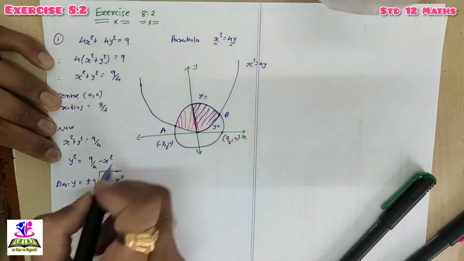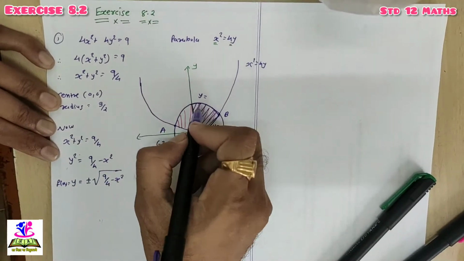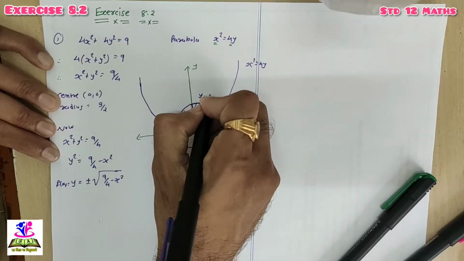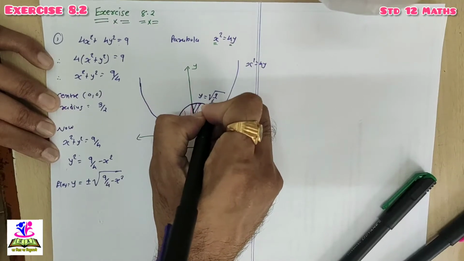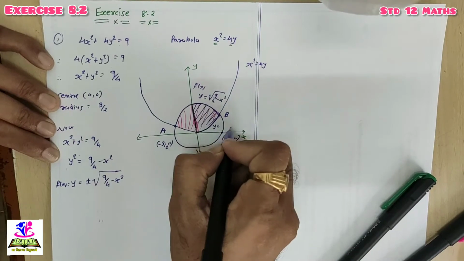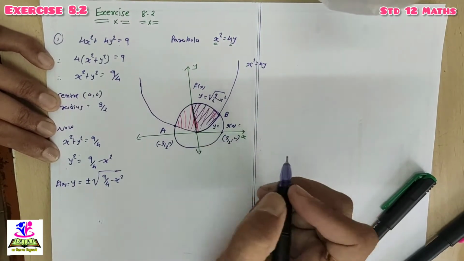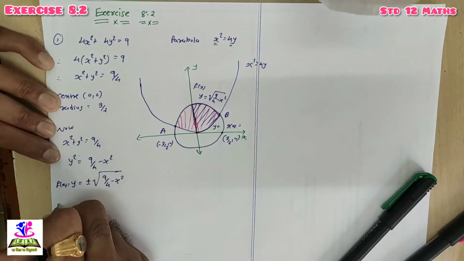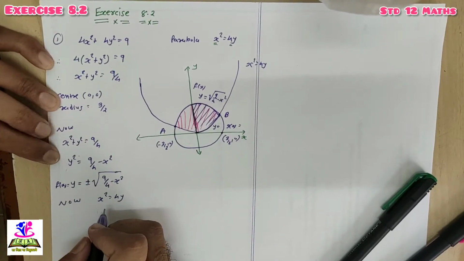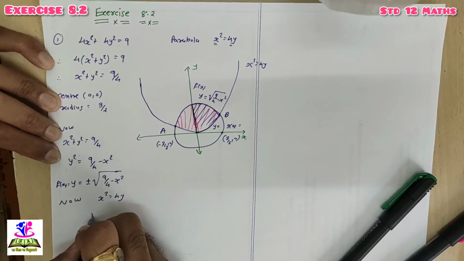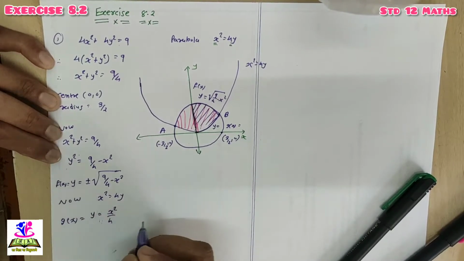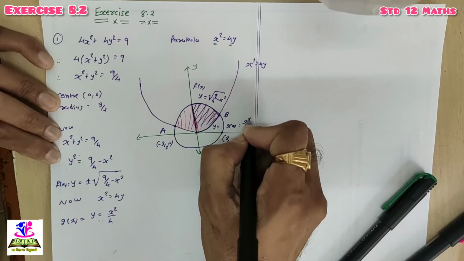Consider this one as our function f of x. Two values are there, plus or minus, but this part of the circle lies in the first quadrant, so we'll consider only the positive value: square root of 9 by 4 minus x square. This is our f of x and this is our g of x, that is y. Another curve is x square equal to 4y, so y equal to x square by 4. This is our second curve, g of x equal to y, which is equal to x square by 4.